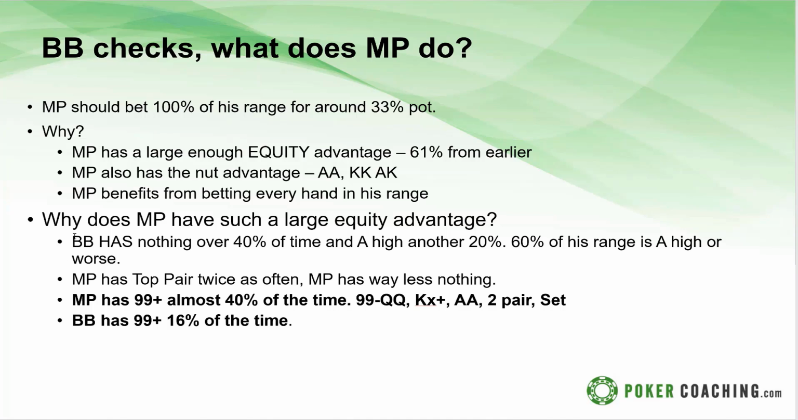And we're going to walk through why he gets to do this, and it's because of his large equity advantage. Why does MP have such a large equity advantage on this board? Big blind has nothing over 40% of the time, and ace high another 20%. So 60% of the big blind's range, this is the key part here, is ace high or worse.